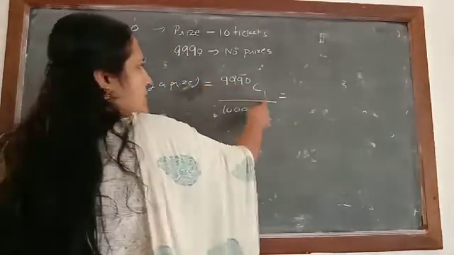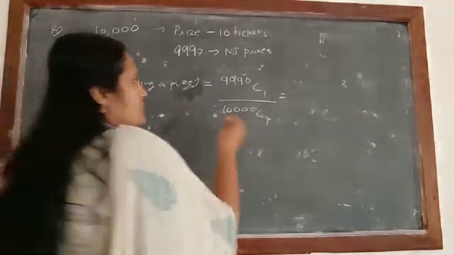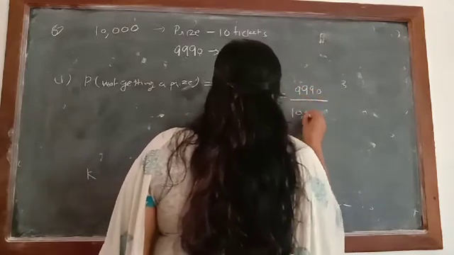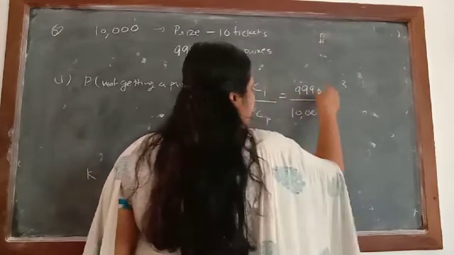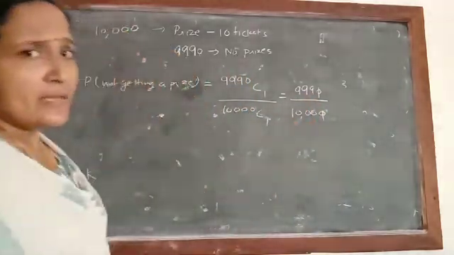And we know what is the value of nC1, or 10C1? It is 10 only. So it will be equal to 9,990 by 10,000. Now we can cancel the term there. So it will be equal to 990 by 1000.